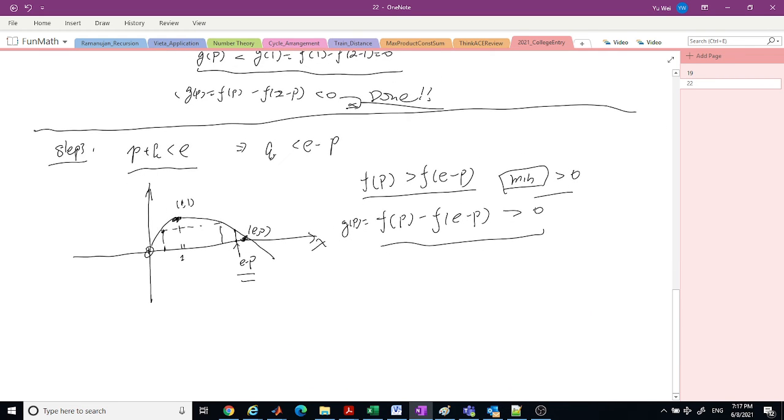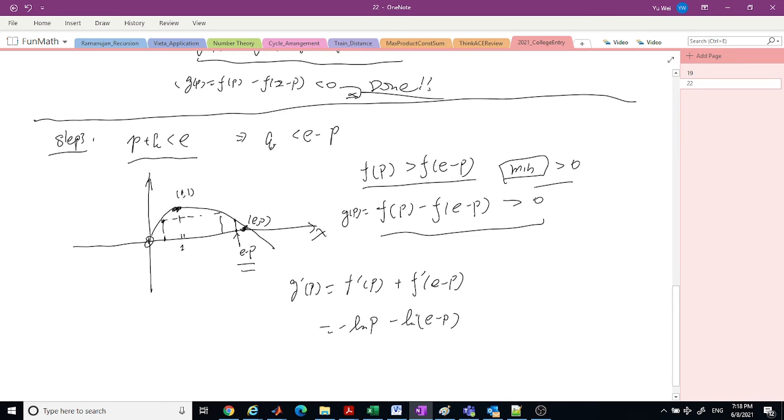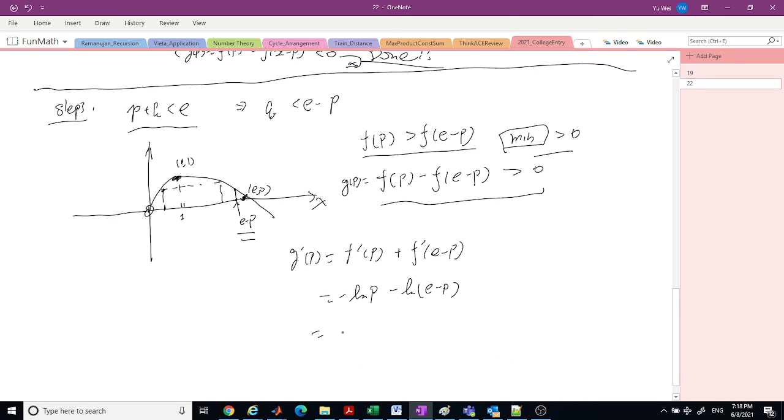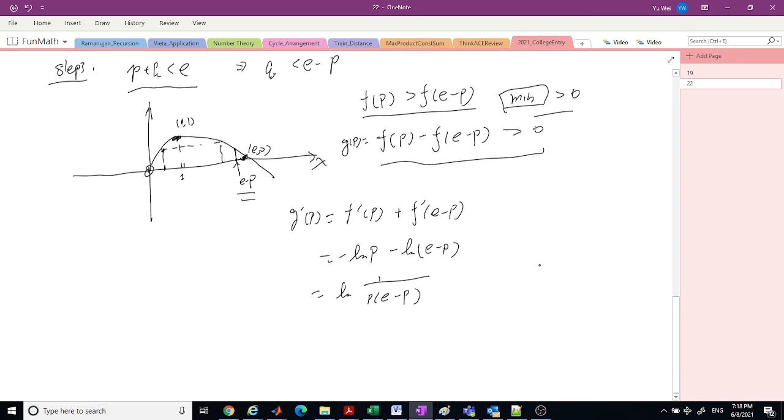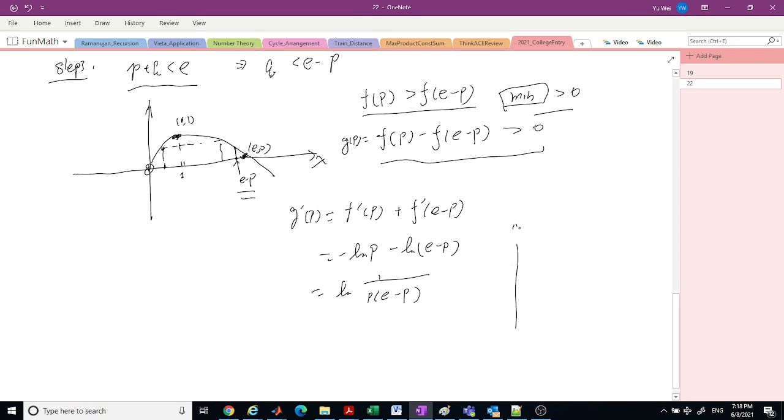So the same thing, we want to see the monotonicity of g(p). The derivative g'(p) is the same thing, right? It's f'(p) plus f'(e minus p). Then it will be equal to negative log p minus log of (e minus p). So we can see this one is equal to the log of 1 over p times (e minus p). Okay, so we are thinking about p and e minus p.